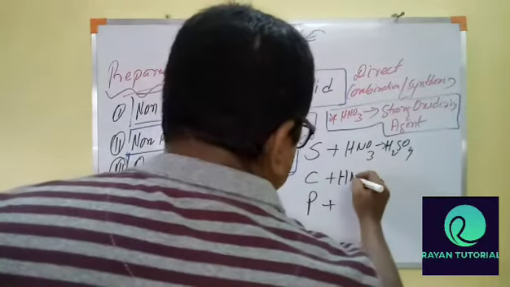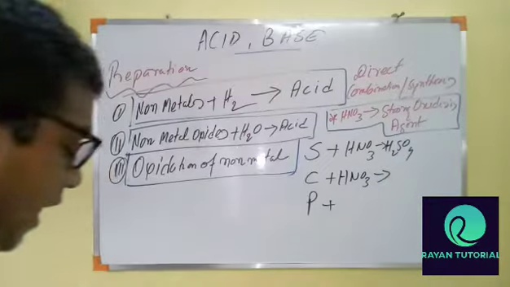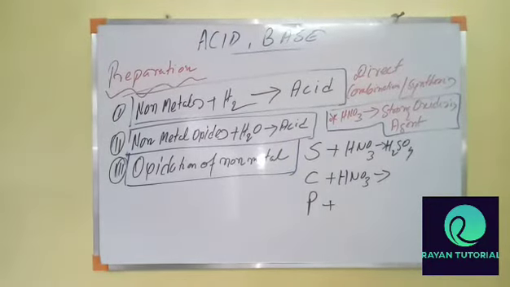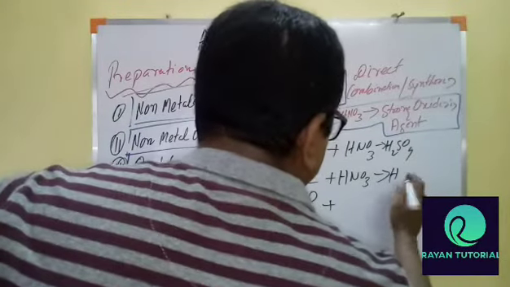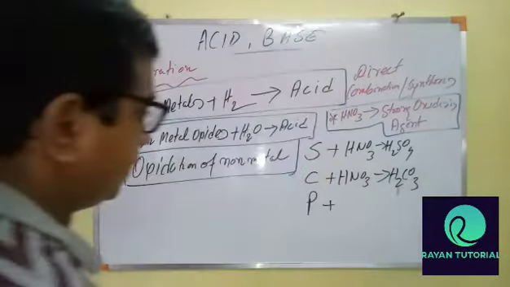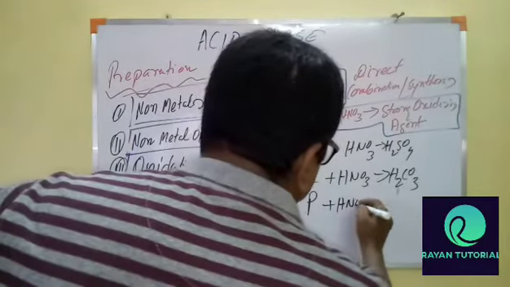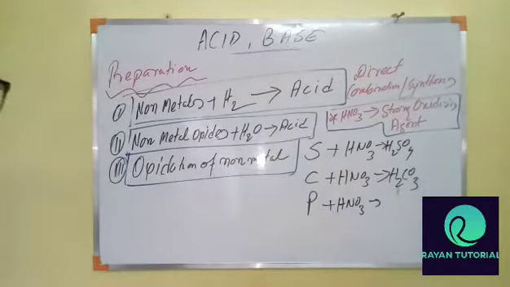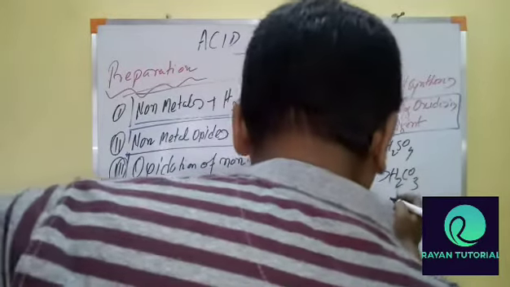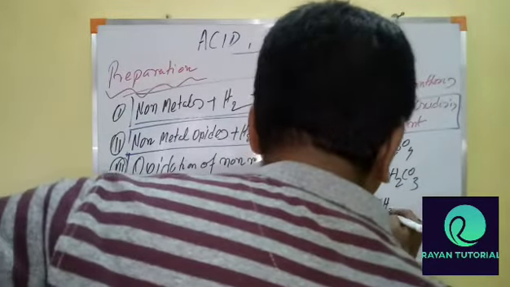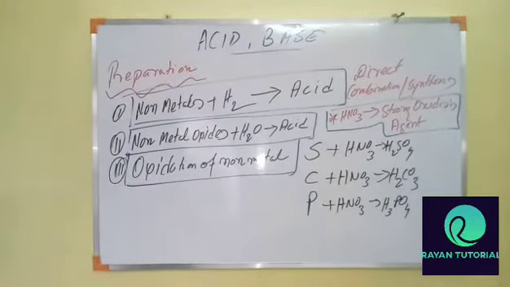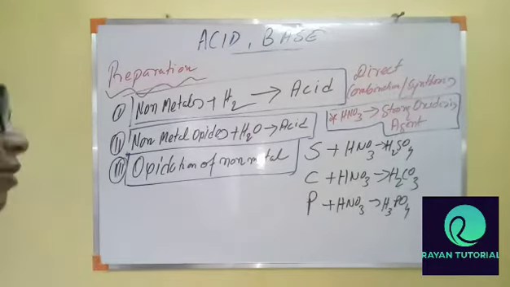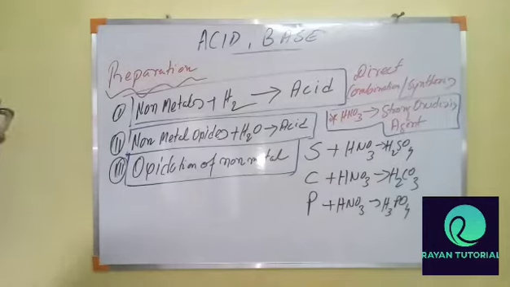Here you give HNO3 to carbon. What acid will we get? We will get H2CO3, carbonic acid. Here you put HNO3 on phosphorus. What will we get? We will get phosphoric acid. Clear? So sulfur oxidized with nitric acid gives sulfuric acid, carbon gives carbonic acid, phosphorus gives phosphoric acid.